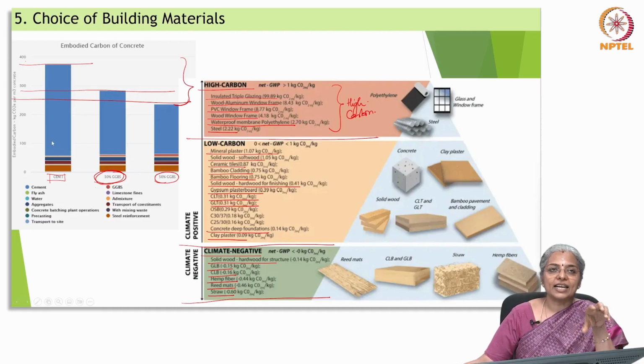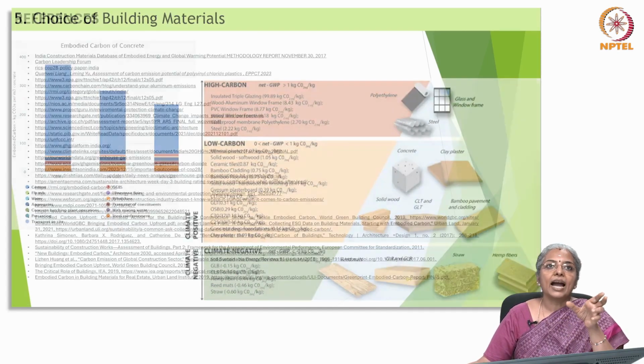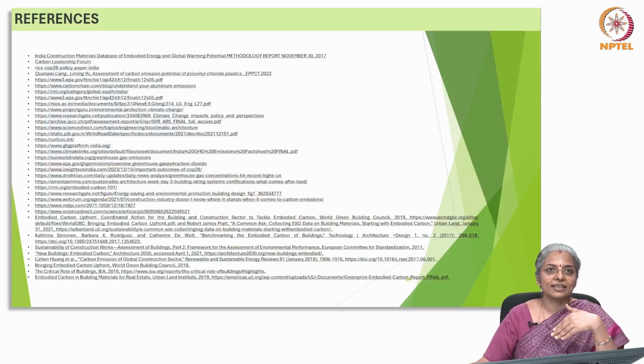So in today's class, we saw only the first few ways of reducing embodied energy in buildings through building material usage, and we will continue with the other ways in which we can reduce embodied carbon in buildings.